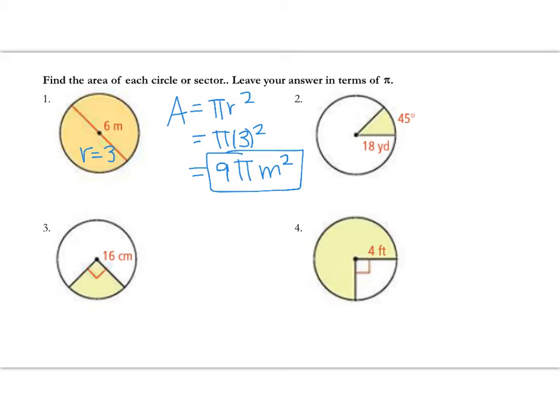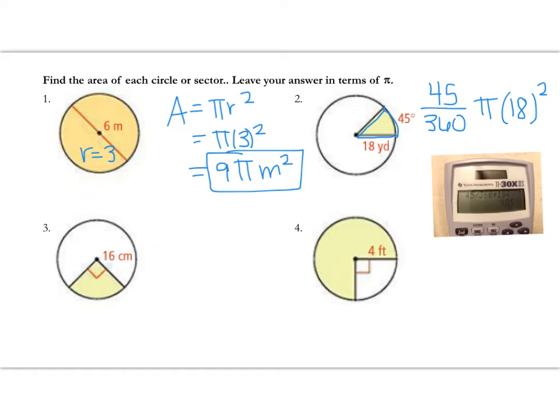Alright, number 2. We are now just looking for this sector. So for the sector, we don't want the whole circle. We're not going to use the whole circle formula. We're going to use a fraction of the circle. We want 45 out of the 360 degrees. And then it's times pi times the radius, which is 18 squared. So you're again going to type this in on your calculator with everything but the pi. So I'm typing in 45 divided by 360 times 18 squared. I'll show you what my calculator looks like again. So we get an answer of 40.5 pi yards squared.